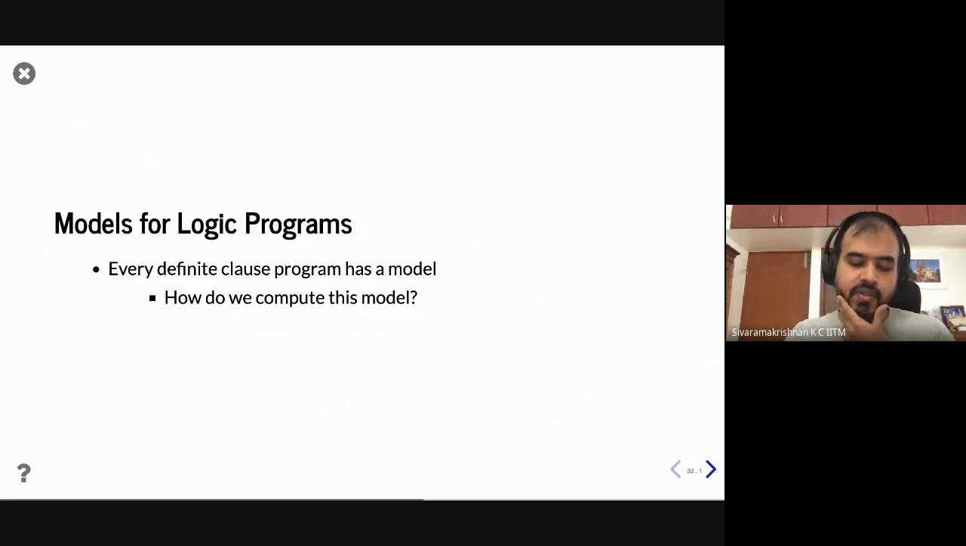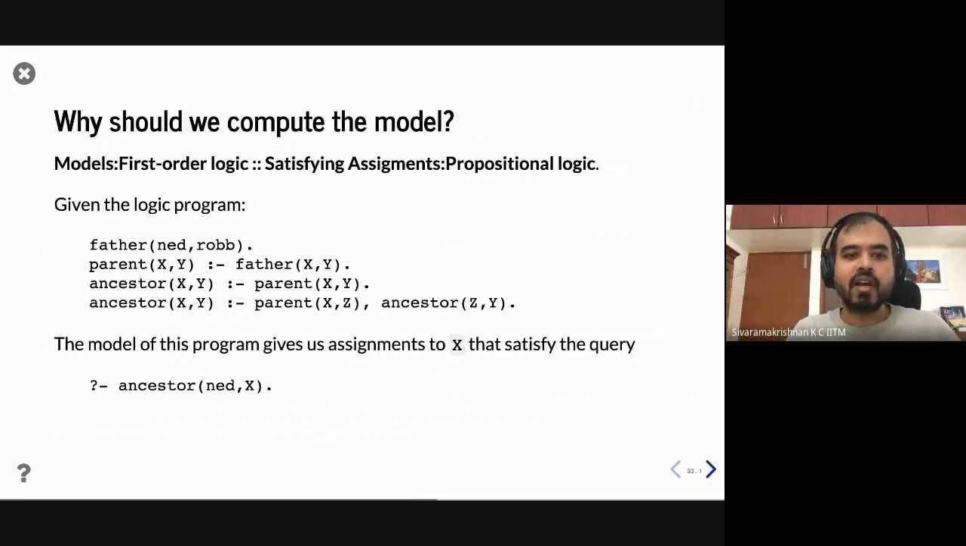Okay, so you can ask, every logic program written using definite clauses has a model. So how does this help us? You can ask, how do we construct this model? But the important question that you should ask is, why should we construct this model? Why should we compute the model, the satisfying assignment, for a definite clause program, which is a logic program? Again, the intuition is that, as I mentioned, models for a first order logic program are analogous to satisfying assignments for propositional logic programs.